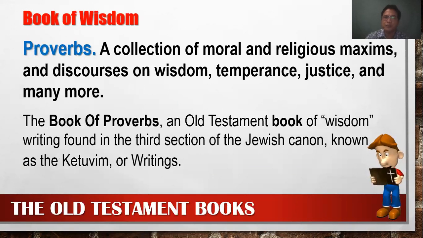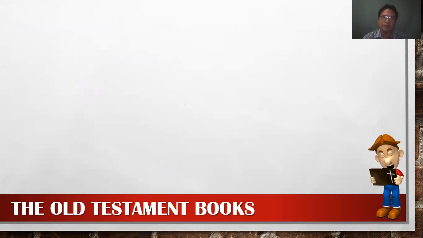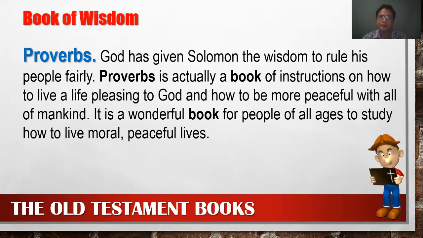The book of Proverbs is a collection of moral and religious maxims and discourses on wisdom, temperance, justice, and many more. The book of Proverbs, or the book of wisdom, is found in the third section of the Jewish canon known as the Writings, or the Ketubim. God has given Solomon the wisdom to rule his people fairly.